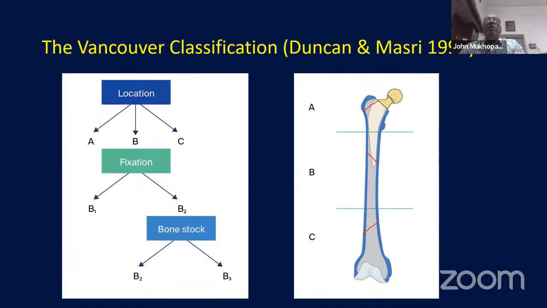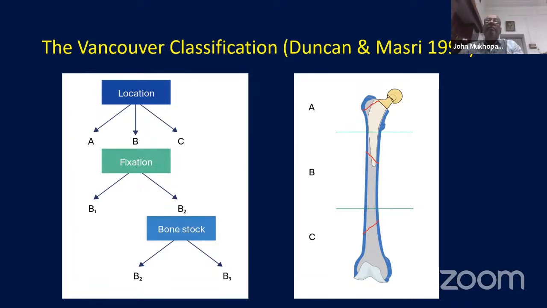So A was a fracture which involved the apophysis of the bone. That means it could be the greater trochanter or the lesser trochanter. B was through the bed of the implant. That means the area of the implant where the implant was fixed was involved in the fracture. And C was when the fracture was clear of the implant.